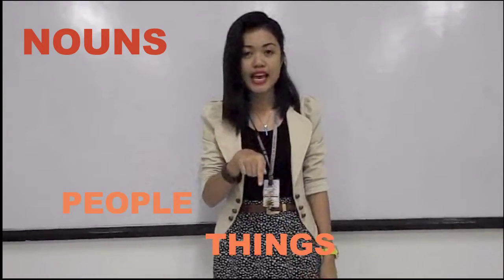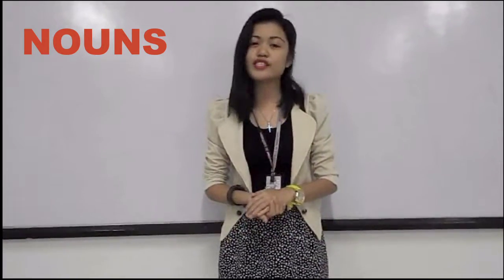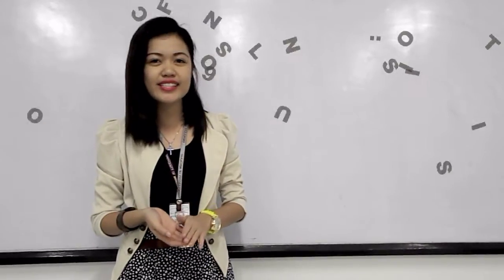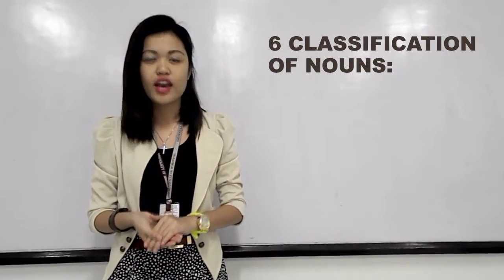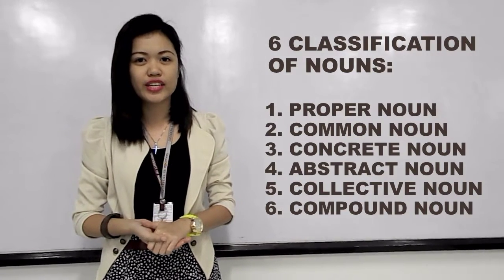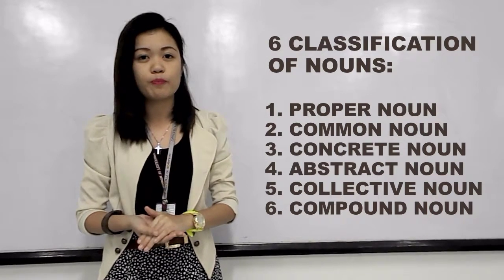People, things, and places. It identifies the who's, what's, and where's in language. To start our topic, let us identify the 6 classifications of nouns. There are the proper nouns, the common nouns, the concrete nouns, abstract nouns, collective nouns, and compound nouns.